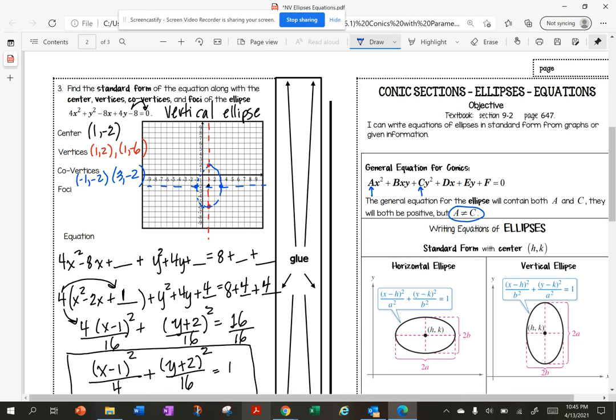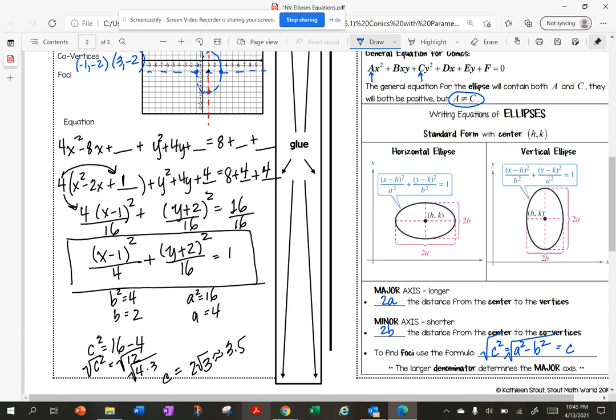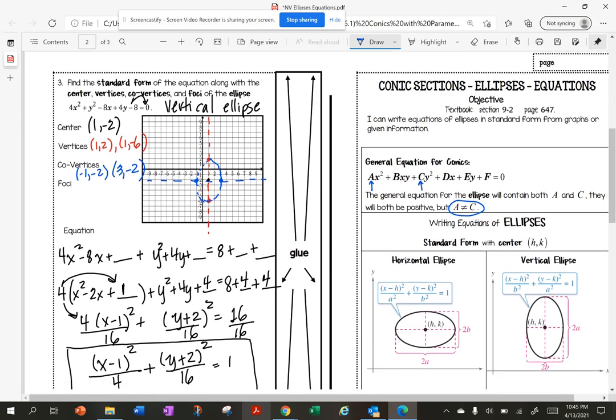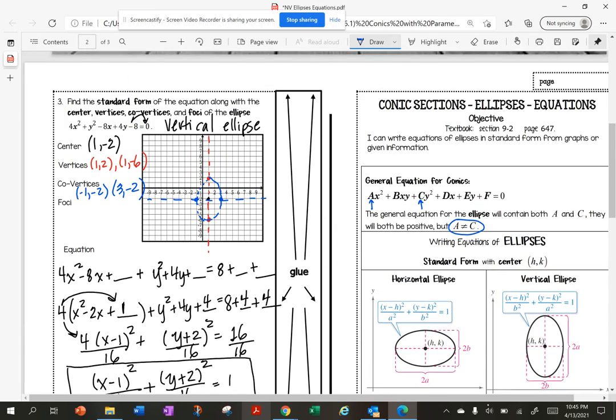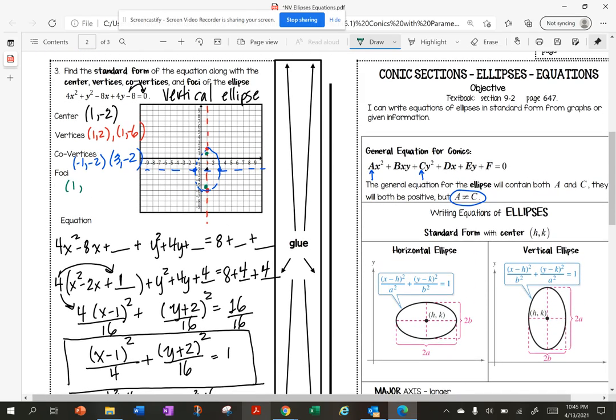And my foci are on the major axis. So the foci are going to be 3.5 up and down. So 3.5 and 3.5. So the foci are going to be at 1, and we said c is 2 times the square root of 3. So 1, and I start at -2, and it's plus or minus 2 times the square root of 3. Okay, we got everything.